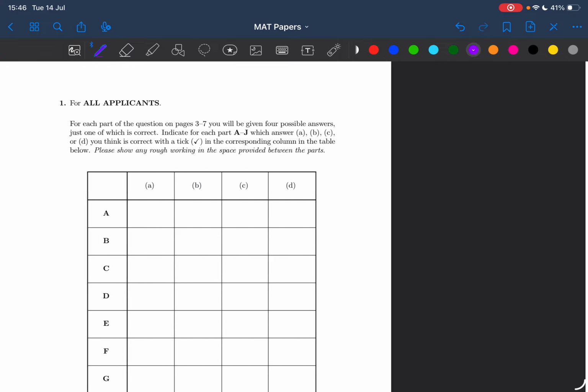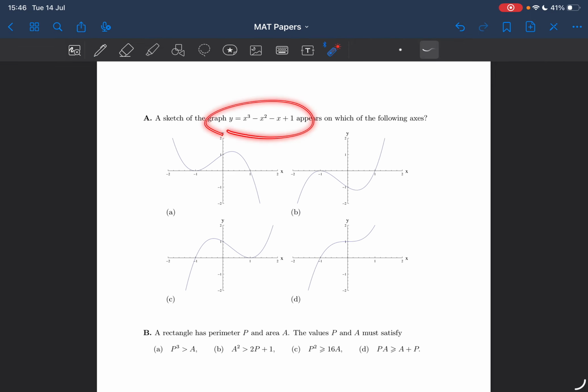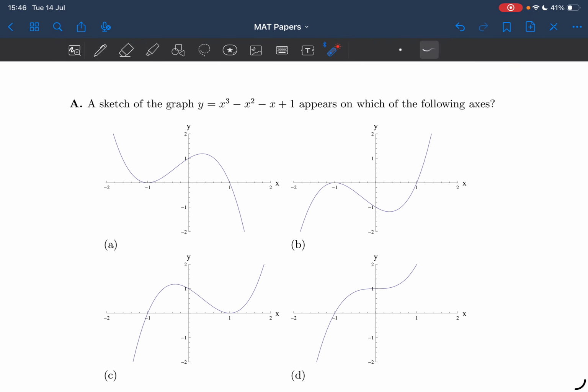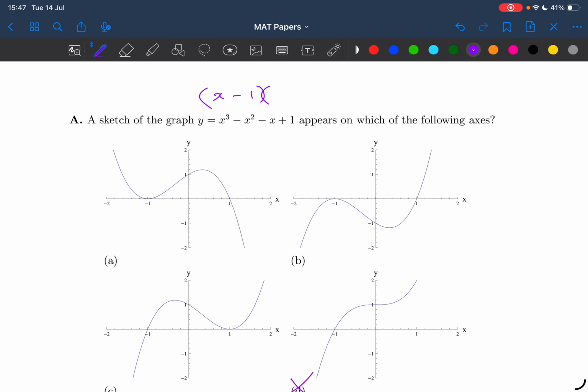Let's get going. So first one, we're given some cubic. Which one is the correct one? So we can first of all see they all need to go through at 1, apart from this one. So let's just check, does it work at 1? Well, 1 take 1 is 0, minus 1 plus 1 is 0. So x minus 1 is definitely one of the roots. So that does rule out D straight away, like we know that's not the correct answer.